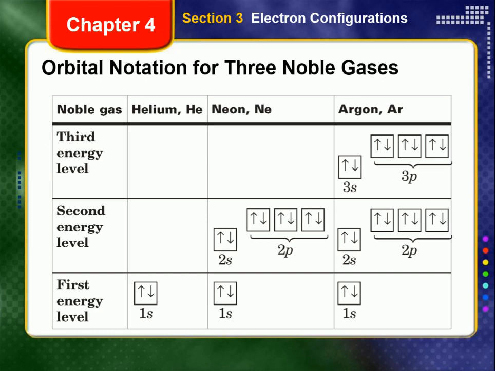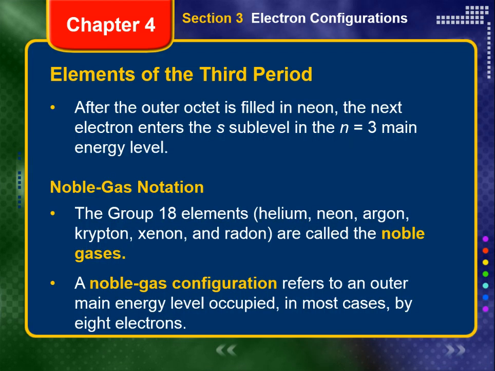Noble gas notation. Neon is a member of the group 18 elements. The group 18 elements, helium, neon, argon, krypton, xenon, and radon, are called the noble gases. To simplify sodium's notation, the symbol for neon enclosed in square brackets is used to represent the complete neon configuration. Brackets around Ne, the symbol for neon, equals 1s2, 2s2, 2p6. This allows us to write sodium's electron configuration as [Ne] 3s1, which is called sodium's noble gas notation.